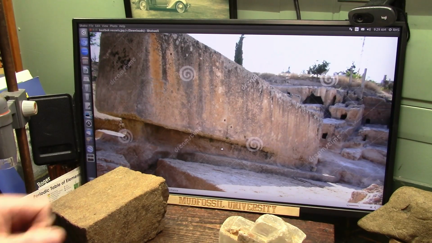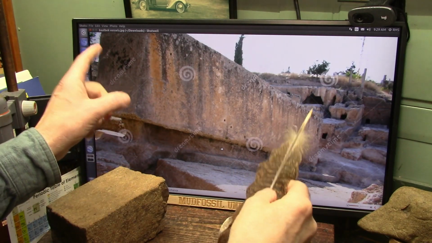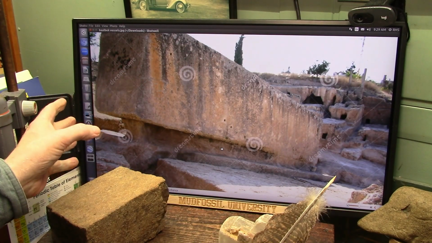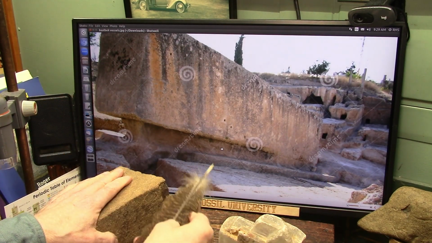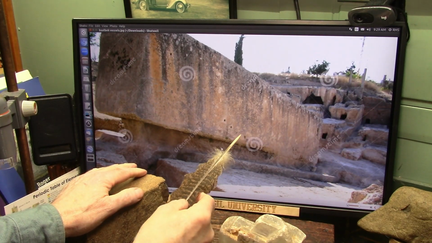Okay, my friends, hold on to your hats, because these are biological. They're not just something they carved. Now, there's a whole batch of them. They say, oh, they carved them all. Well, no, they didn't. You see these little holes here?